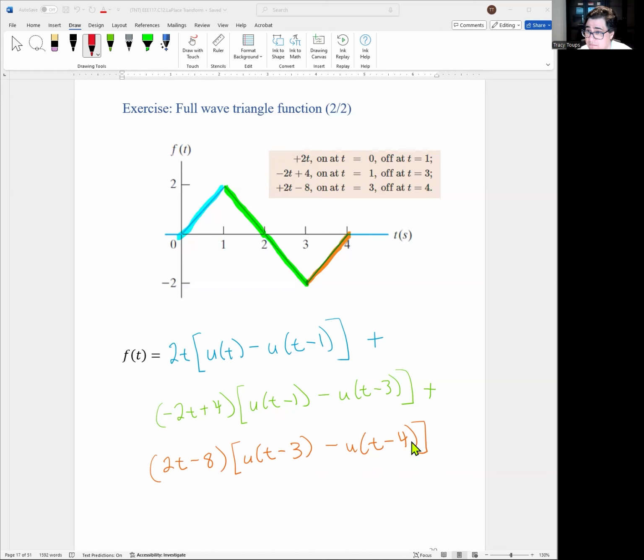And this is it, right? This is an acceptable answer to represent this whole waveform. Okay. So it's just building blocks. Once you get the pattern going and see the logic, it's just always making those window functions and form fitting whatever slopes we have.